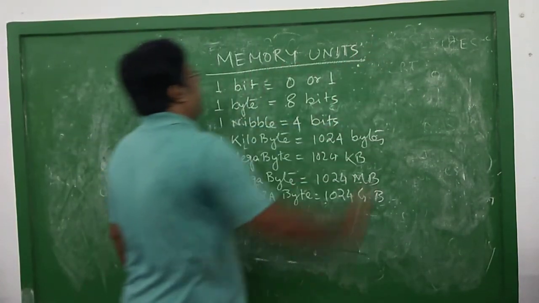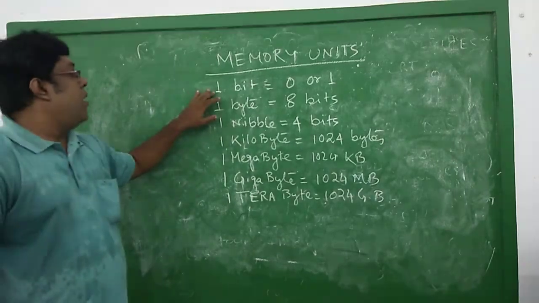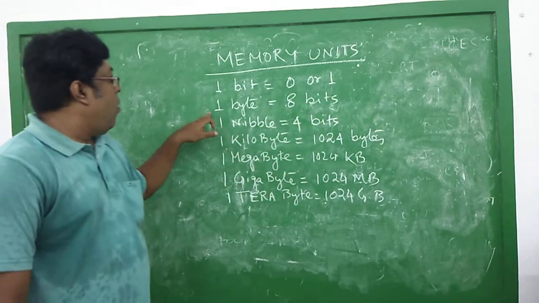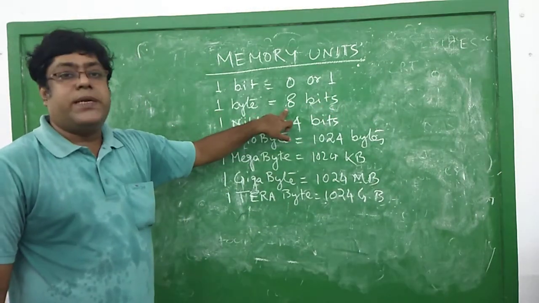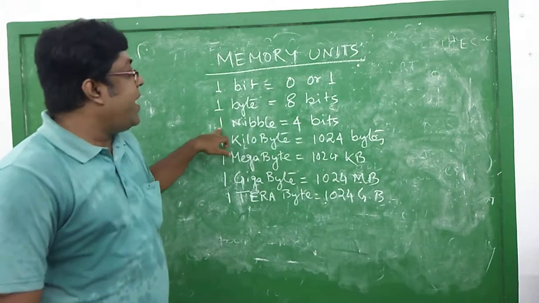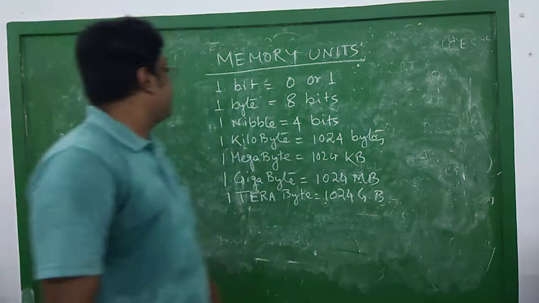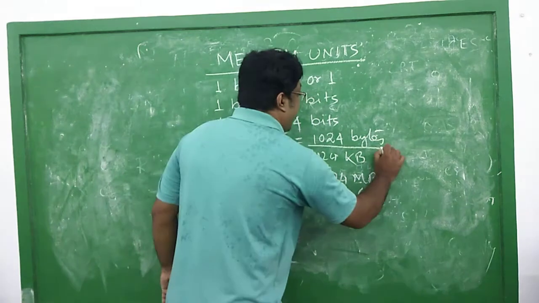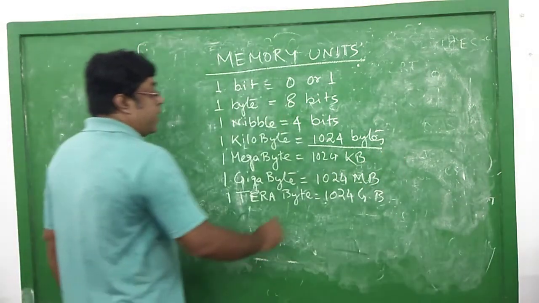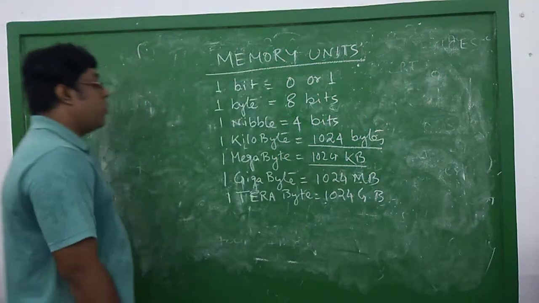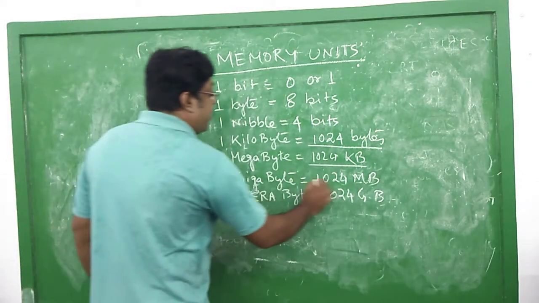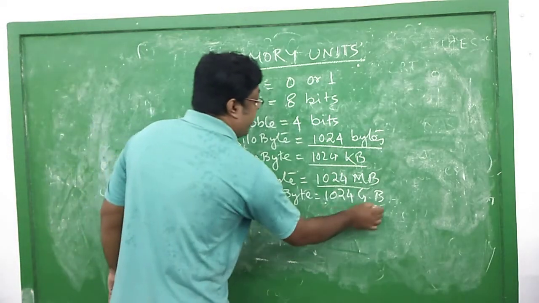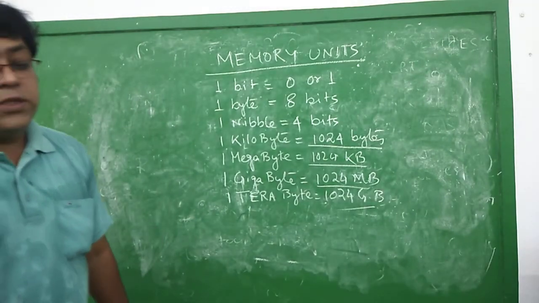Memory units of computing. 1 bit equals 0 or 1. 1 byte equals 8 bits. 1 nibble equals 4 bits. 1 kilobyte equals 1024 bytes. 1 megabyte equals 1024 kilobytes. 1 gigabyte equals 1024 megabytes. 1 terabyte equals 1024 GB.